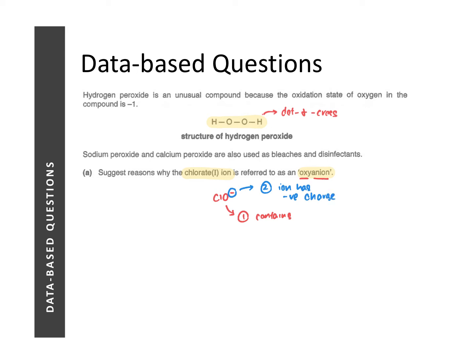Okay, so these are the two things. Why is it called an oxyanion? Number one, it contains oxygen. And number two, the ion or the particle has a negative charge.